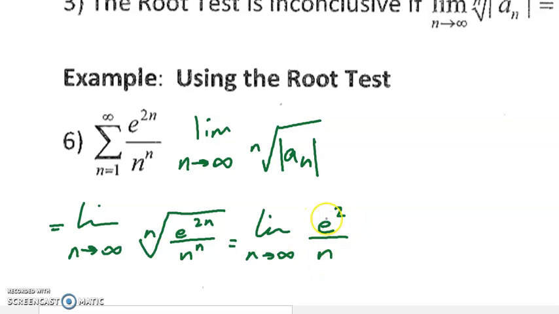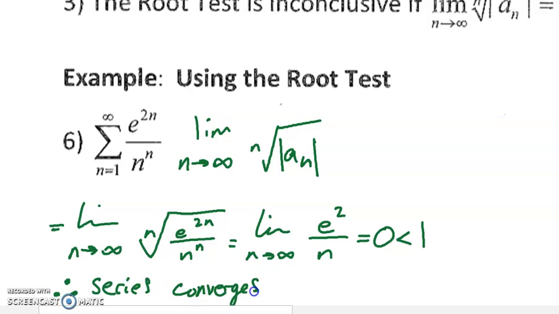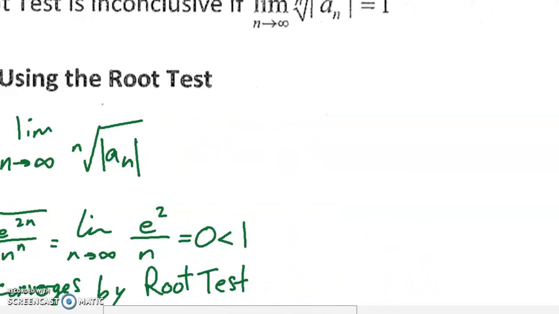And remember that e squared is a constant. It does not get bigger as n changes. So as n gets bigger and bigger and bigger, we get a smaller and smaller value. This limit is equal to 0, which is in fact less than 1. Therefore, the series converges absolutely by the root test. Don't say the RT because I might think you mean the ratio test.